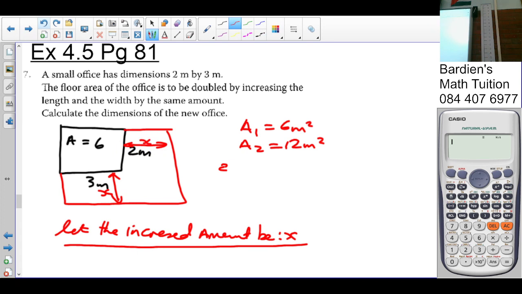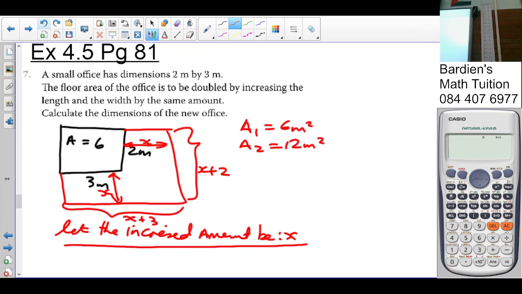That's your x. Okay. So then, what's the new breadth of this piece? What is it going to be from there to there? 2. So as you can see, it's 2 plus this increased x here. So it's going to be x plus 2. And the length is going to be x plus 3.